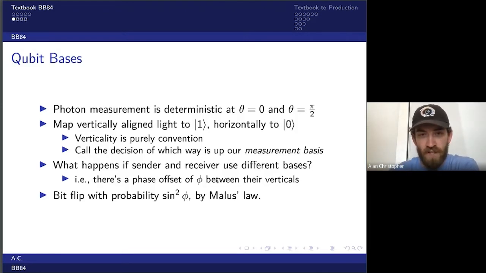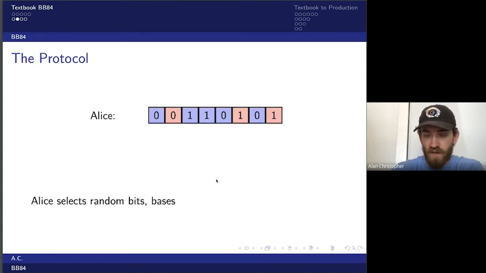So this implies that if I'm measuring in the wrong basis, I have an unavoidable chance of corrupting the bits that were encoded in this basis when I decode them with this offset of phi. All right, and that does it for preliminaries.